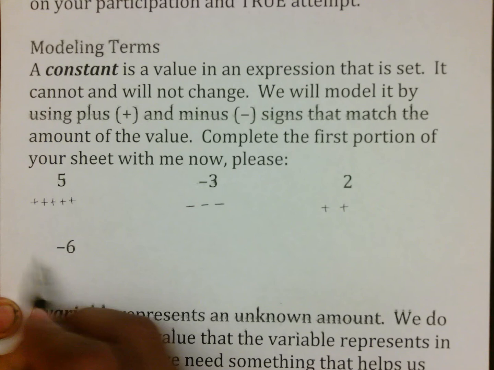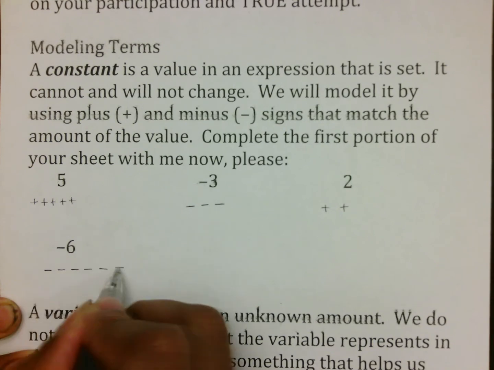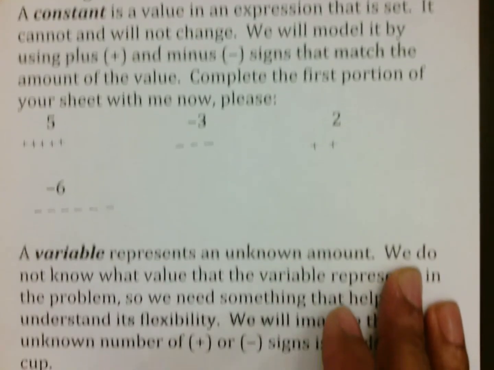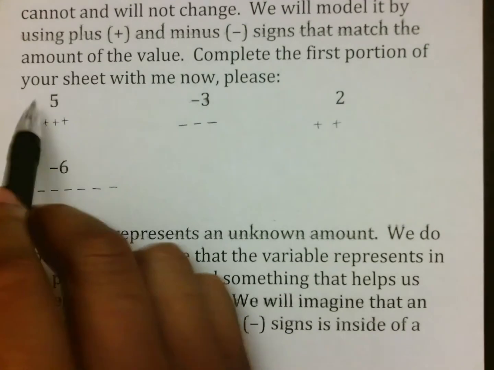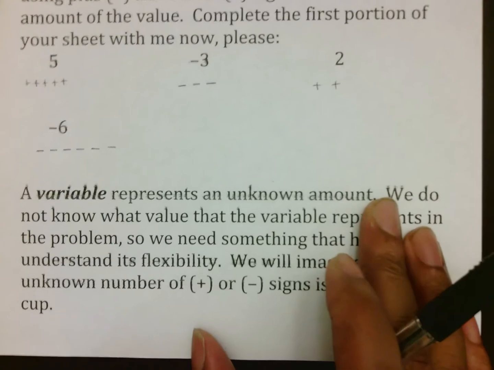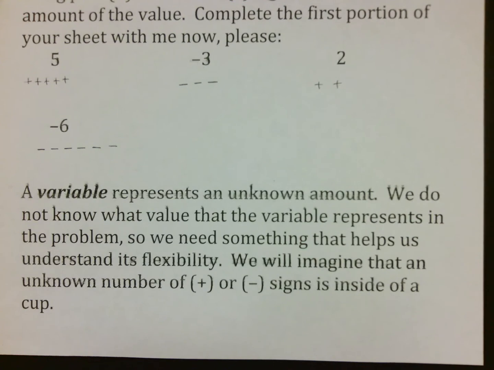If we see a constant that is a negative 6, we will use 6 negatives. So again, if you see a constant that is a number in an expression or equation, like 5, negative 3, 2, or 6, you're just going to go ahead and use the plus signs or minus signs to show what that value is.